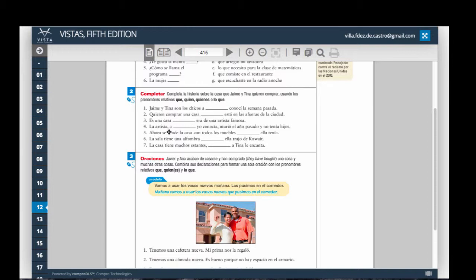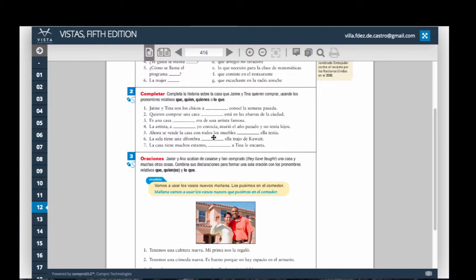La artista a quien yo conocía murió el año pasado y no tenía hijos. So, la artista is a person. We could use que or quien, but we see that it's between commas and after a preposition. So, then we're going to use quien. And since artista is singular, we'll use quien and not quienes.